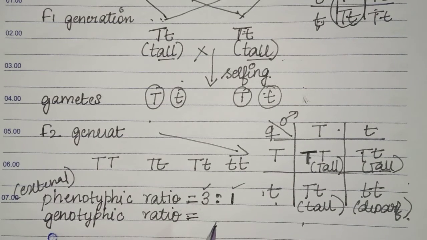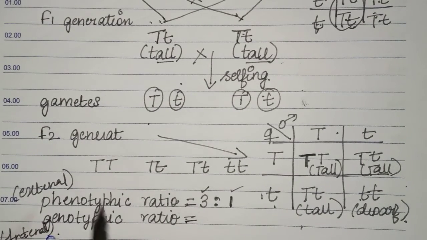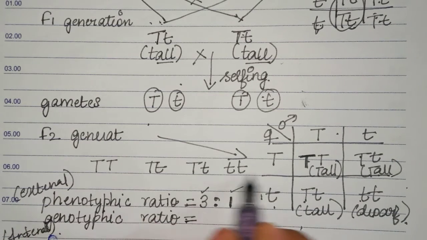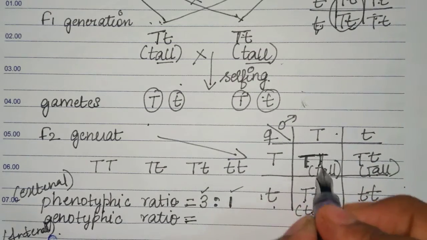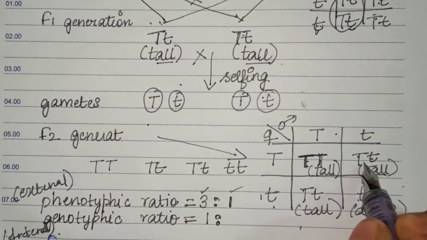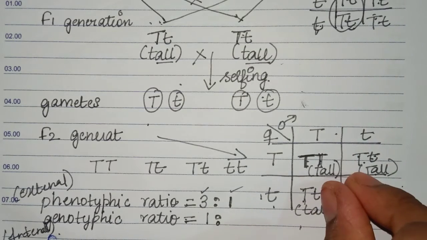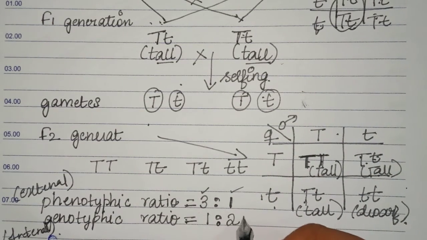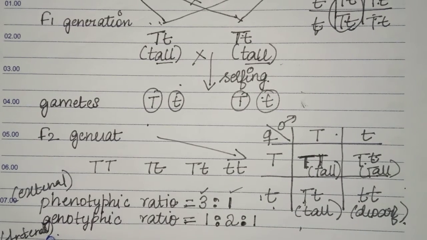Secondly, talking about the genotypic ratio: genotypic you can't see. It is something internal. You cannot see it. So how will you find the genotypic ratio? If you see, you have one pure tall, both capital T, so I'm writing 1. And you have 2 hybrid plants, capital T small t and capital T small t, which both belong to the same group, so I'm writing 2. And the next one is the purely dwarf plant, so again I'm writing 1. So these are the ratios.